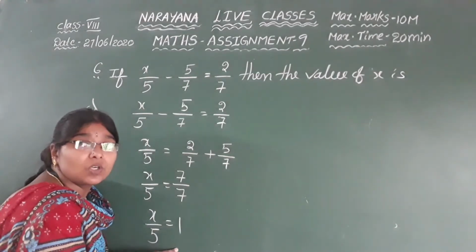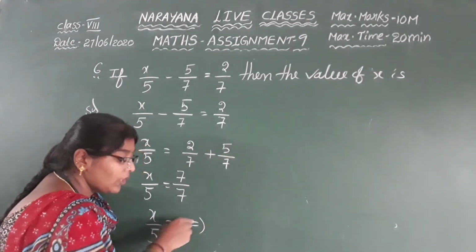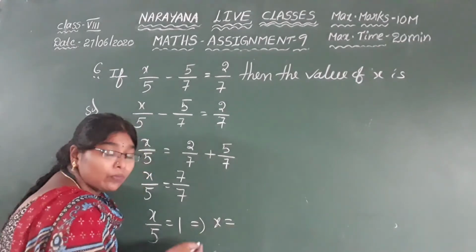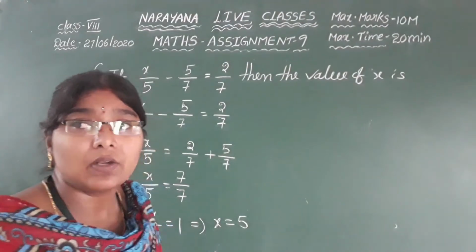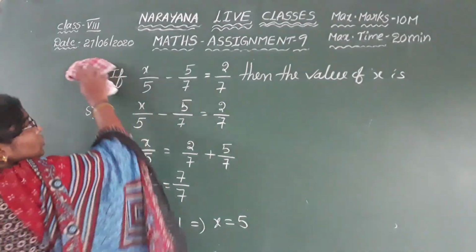x by 5 is equal to 1. Here 5 goes to that side, so 1 into 5, 5. So what is the value of x? 5. So we got the x value as 5. Okay, next question.